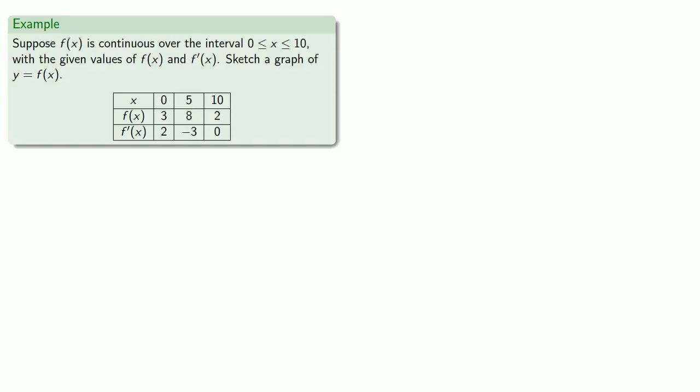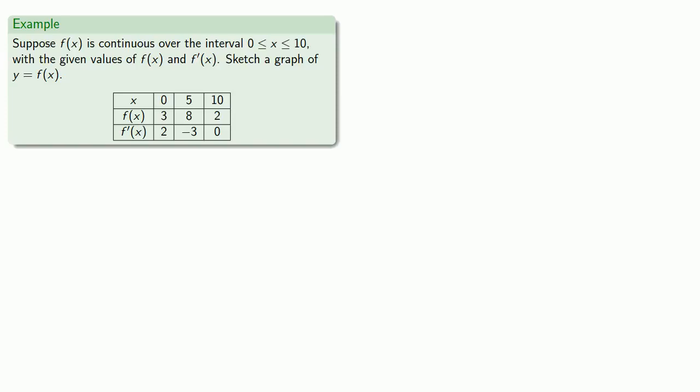So suppose f of x is a continuous function over the interval between 0 and 10, and suppose I know the values of f of x and f prime of x. Just based on this information, we can sketch a graph of y equals f of x. Now it's important to remember, sketch means just that. We're not trying to get a perfect graph because we don't have enough information, but we're trying to get something that conveys the essential features of this function.